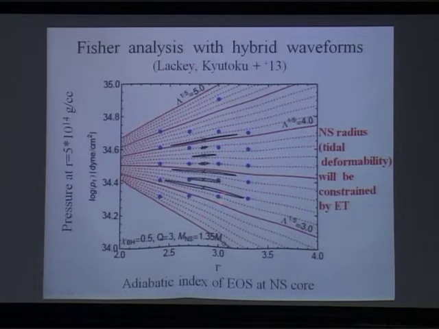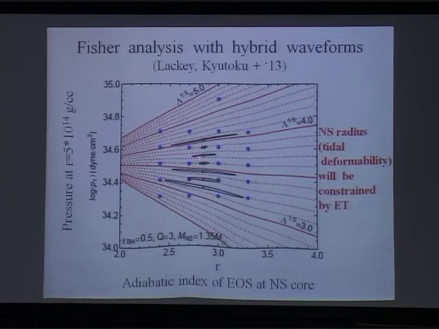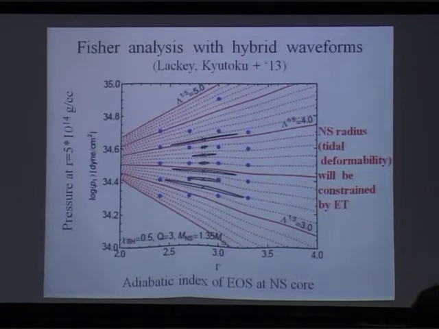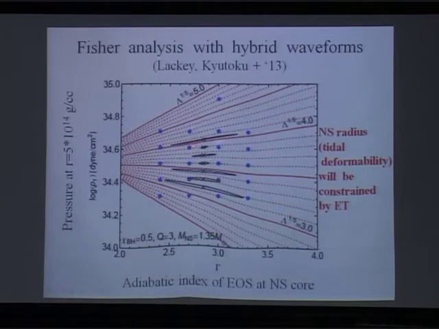This is a result of a Fisher analysis using the hybrid waveform. The horizontal axis shows the adiabatic index of the equation of state of a neutron star core. Typically it is about 3, between 2.5 to 3.5. The vertical axis shows the pressure at this density. Now, this is a typical pressure of a usual neutron star. This shows that if this is the true equation of state, at the one sigma level, we can constrain this regime. And here, the same for this. But in this analysis, they consider the ET, not advanced LIGO. But anyway, by using ET, the equation of state can be constrained very strongly.